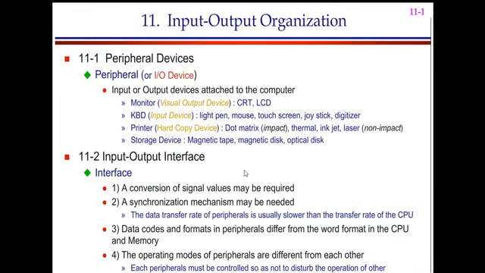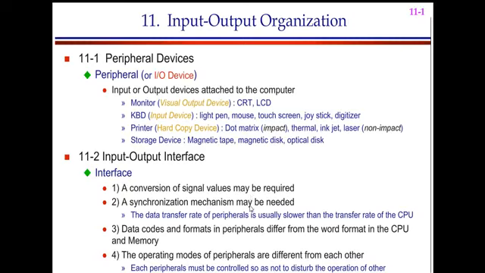Now, why do we require an interface? Based on this input and output interface, you may get a question in the exam. In SAQs it has been asked two to three times. An interface is needed because a conversion of signal values may be required, and a synchronization mechanism may be needed.